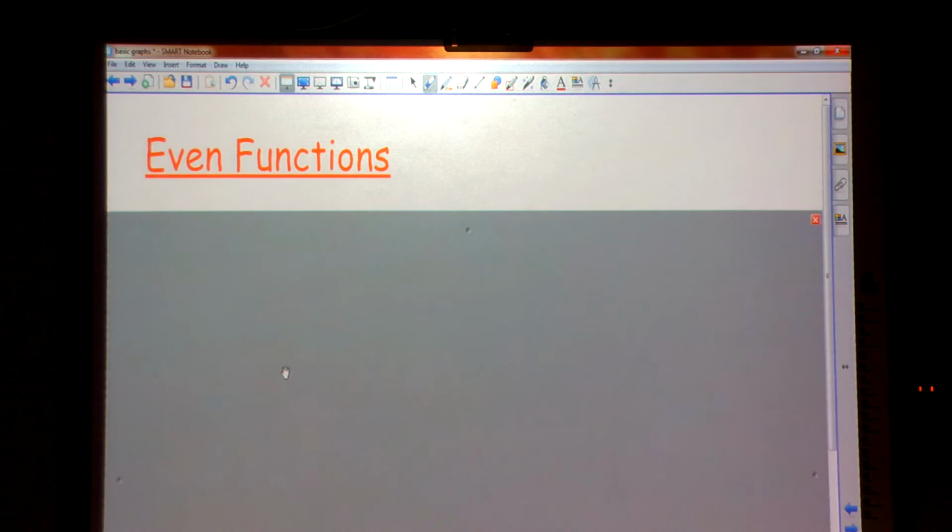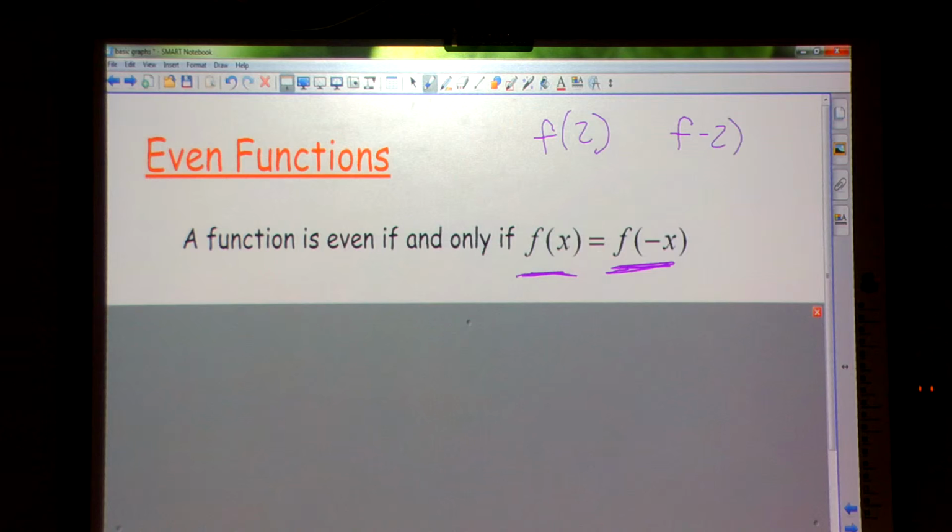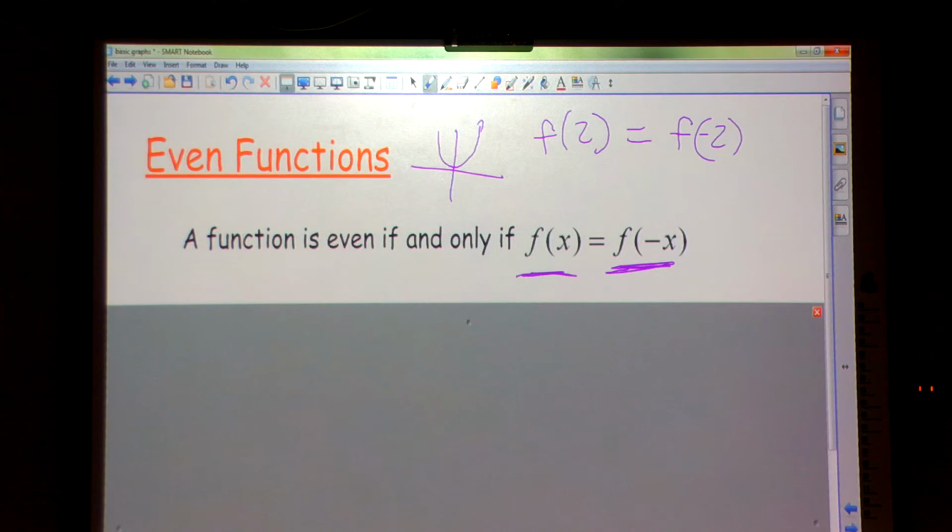Okay, now let's review even and odd functions. This is a very important one. They like to ask this occasionally on the AP test. Remember, a function is even if and only if f of x equals f of -x. Meaning if I plug in a number, 2, and I plug in its opposite, you get the same thing. That should make sense. Guys, think about it.